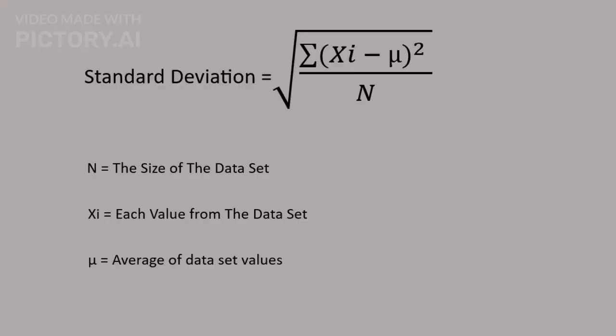You can see the equation for finding the standard deviation on your screen. To get the standard deviation, you need to follow a few steps. First, you find the average of the data. Then, you subtract the mean from each data point and square the result. After that, find the average of the squared differences, which gives you the variance. Finally, take the square root of the variance to get the standard deviation.